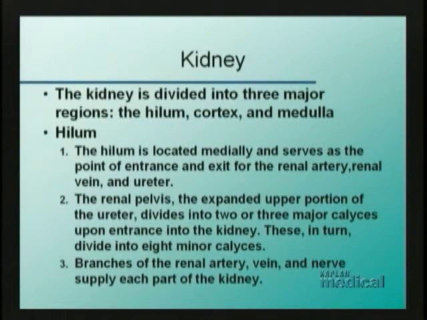The renal pelvis, which is the expanded upper portion of the ureter, actually becomes subdivided as we moved into the area of the kidney into 2 or 3 major calyces that then subsequently receive several up to 8 minor calyces. And as we'll see, each of those minor calyces is associated with the apex of a medullary pyramid. And certainly branches of the renal artery vein and its nerve supply basically supplies all parts of the corresponding kidney.